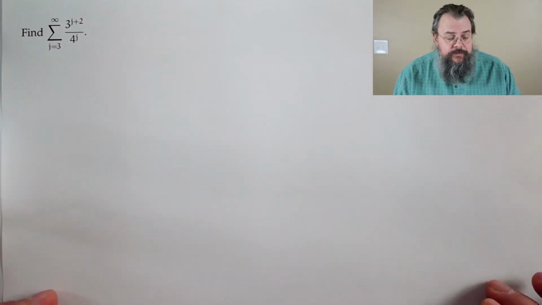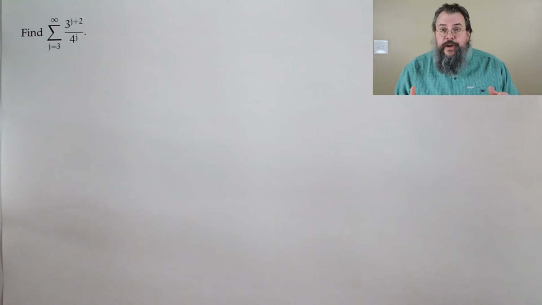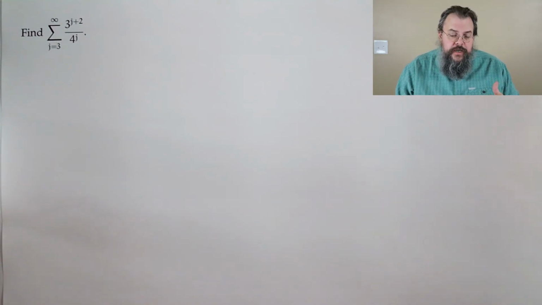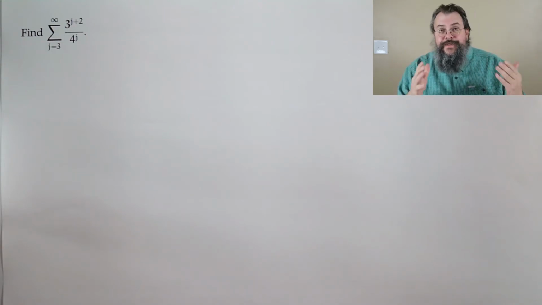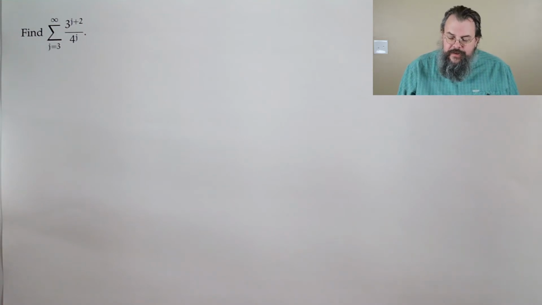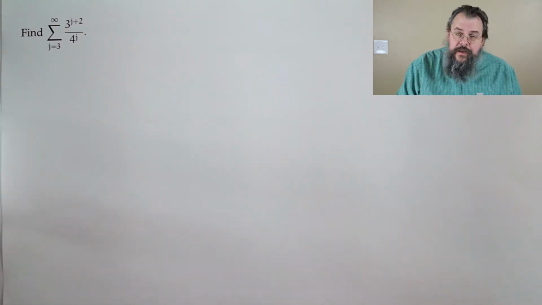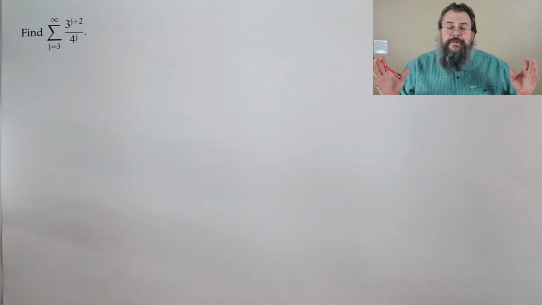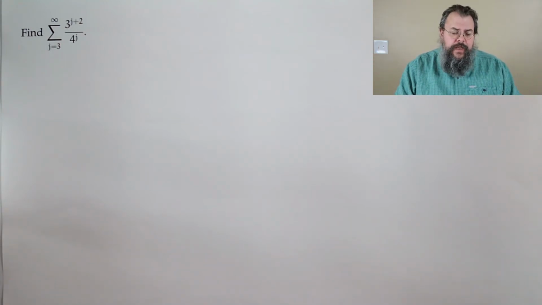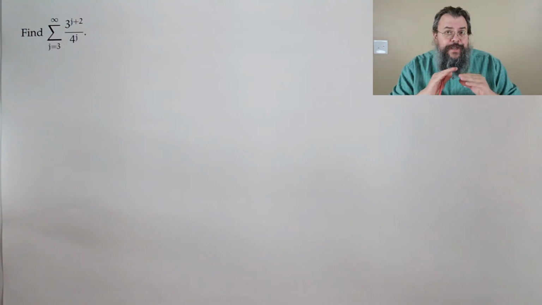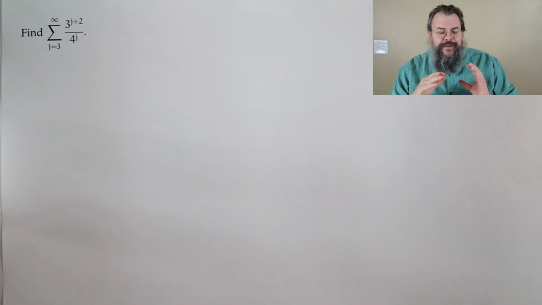Next problem. Find the sum from j equals 3 to infinity of 3 to the power j plus 2 over 4 to the power j. Now notice we're using different letters for our indexing, and this one says use j. Is that fine? Yeah, no problem. Piece of cake. It's trying to obfuscate things a little bit, but we're not going to get too worried.